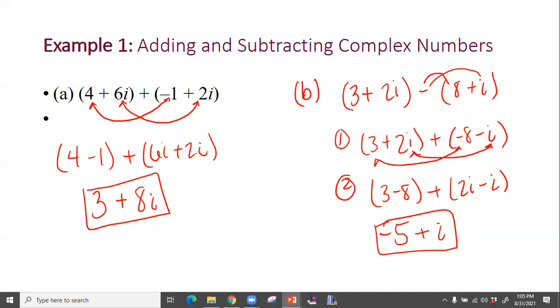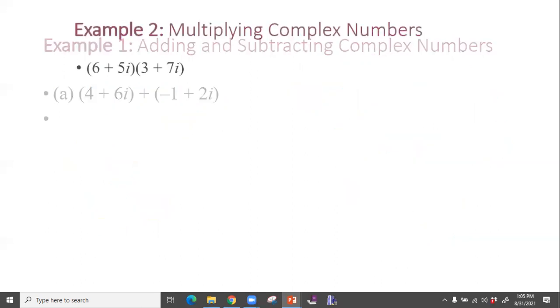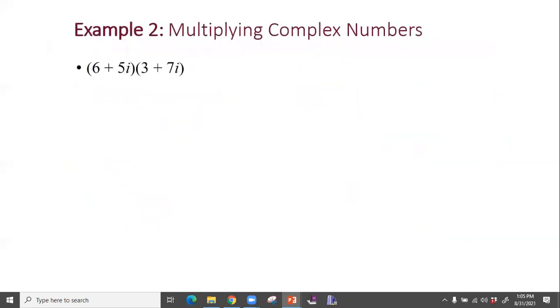Questions about adding and subtracting? Does anyone feel like they need any additional examples of either one? All right. Now we're on multiplying. So multiplying complex numbers is just like before.